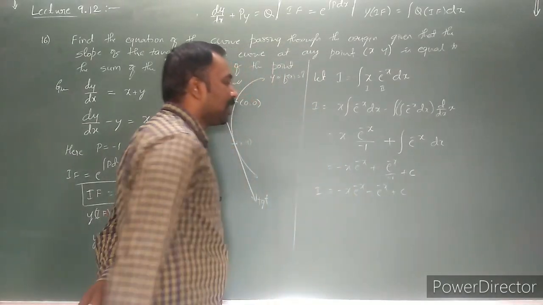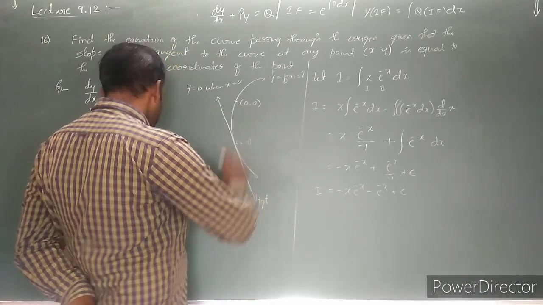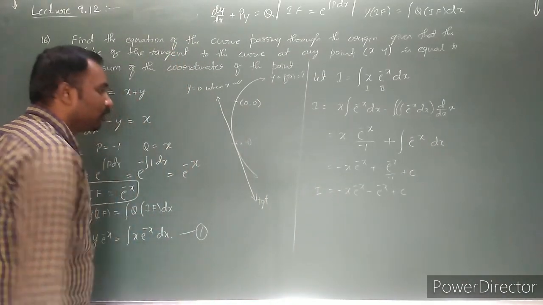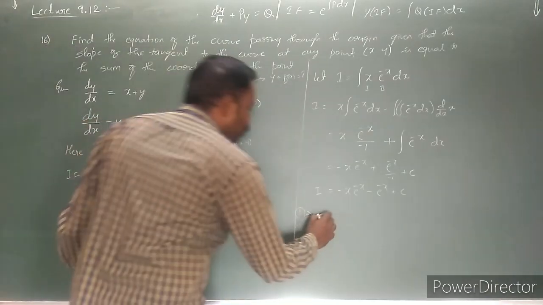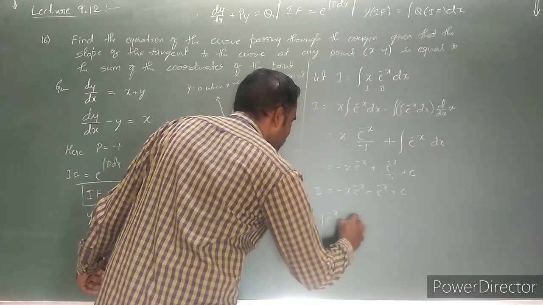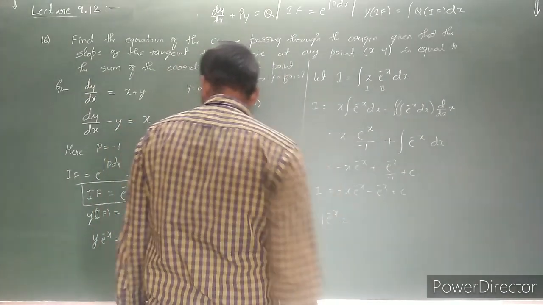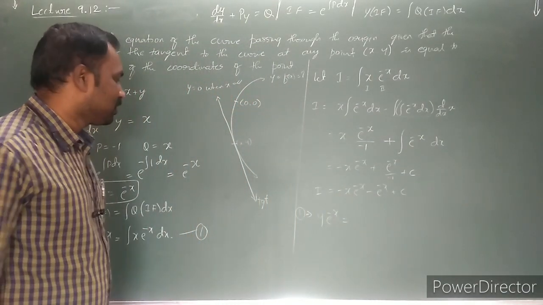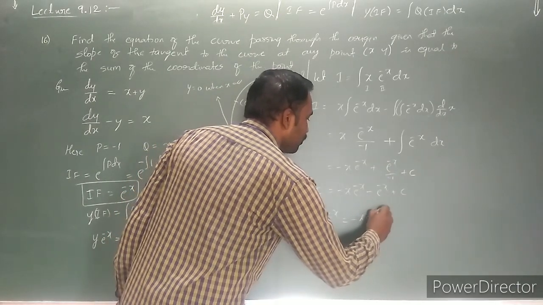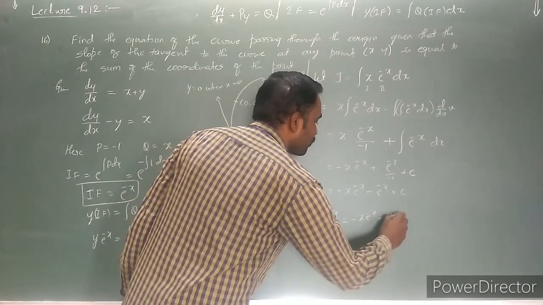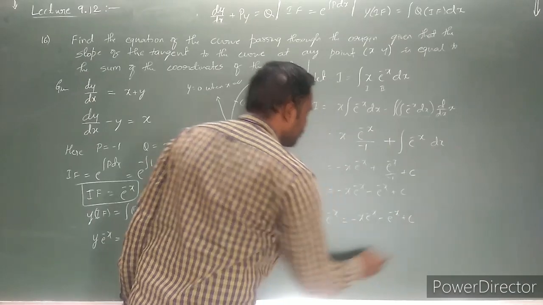This is the value of I. Replace this value into equation number 1. What is equation number 1? y into e power minus x is equal to integration of x into e power minus x dx. That integration is minus x e power minus x minus e power minus x plus c.